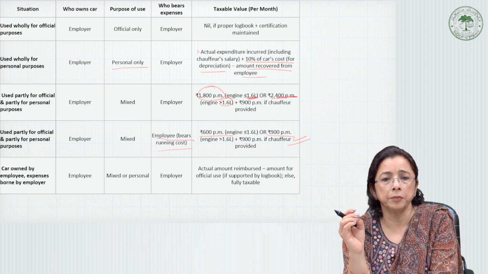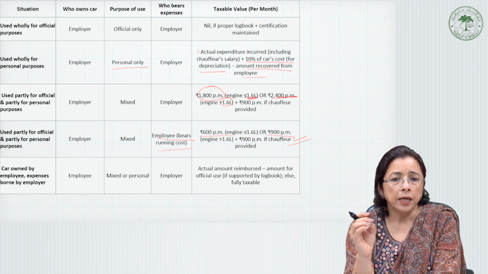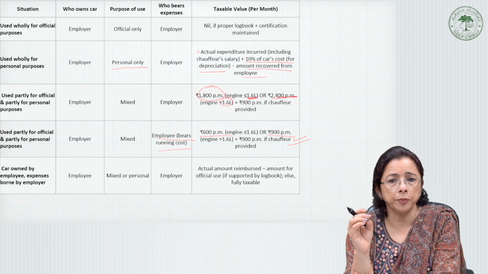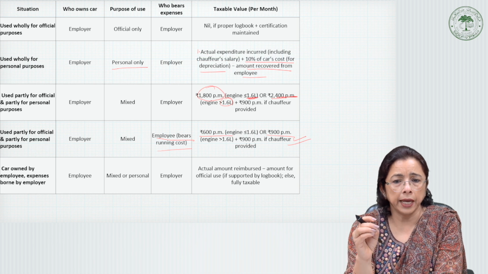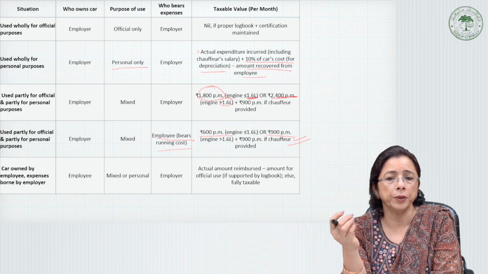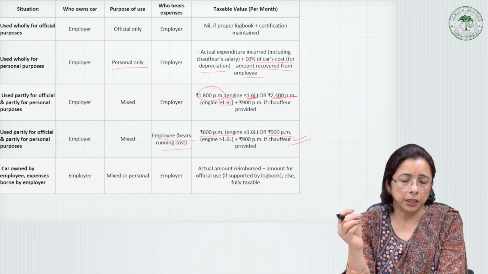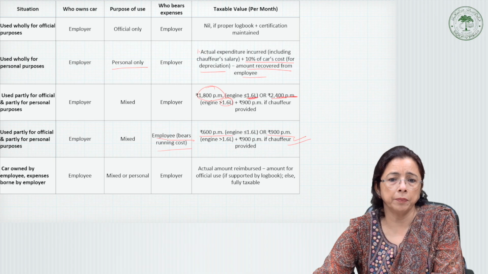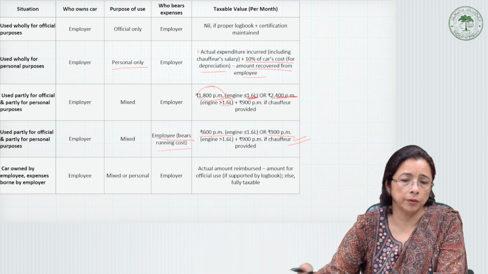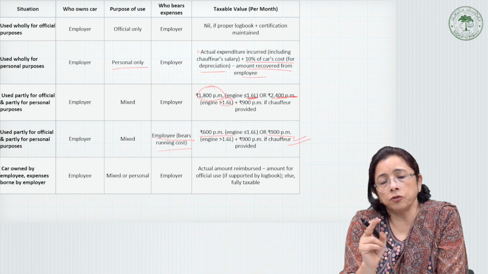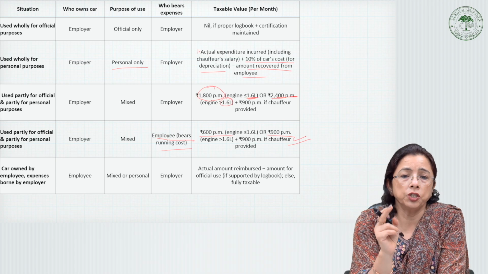In that case, the perquisite value is again, for the first car, if it is a small car, 1800 per month, and if it is a large car, 2400 per month. And for the chauffeur, the charge given here is rupees 900 per month. This was in respect of one car, so we will decide on the basis of the volume of the engine.